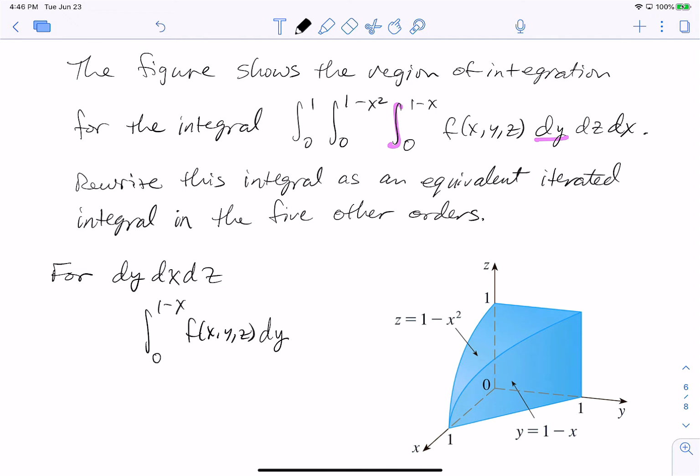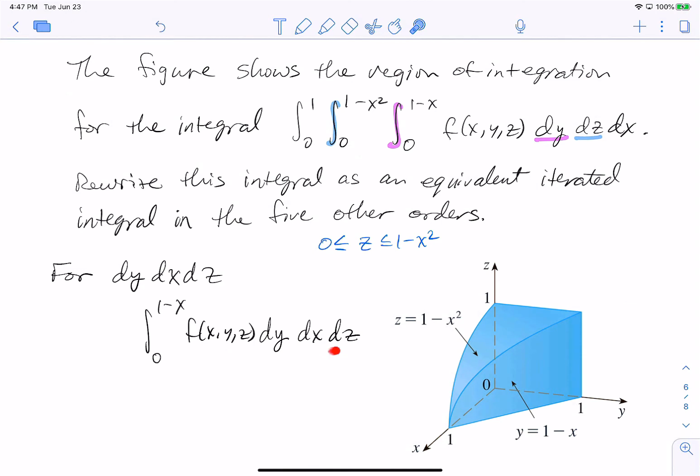But then what we're switching is the dx and then the dz, and it's up to us to figure out the limits for x that can or may not be in terms of z, but cannot be in terms of y, because by the time we get to dx, we will have already integrated with respect to y. From the integral that was given to us, dz is the middle differential, and we see that that is associated with limits of integration from 0 to 1 minus x squared. Writing that as an inequality, we have that z is between 0 and 1 minus x squared inclusive.